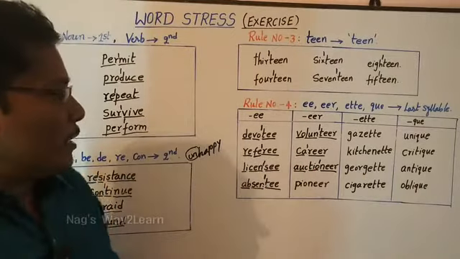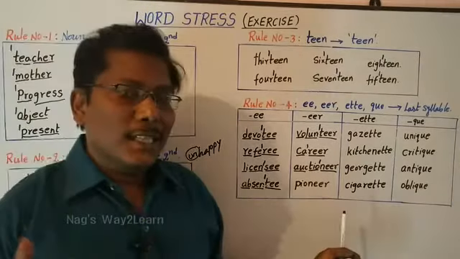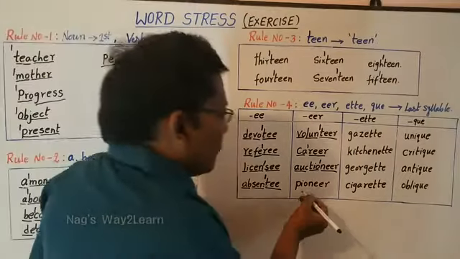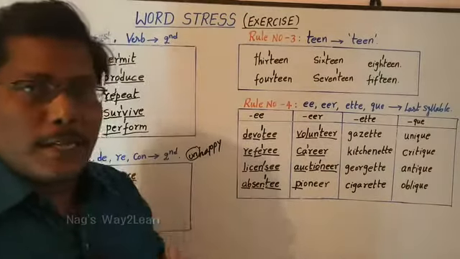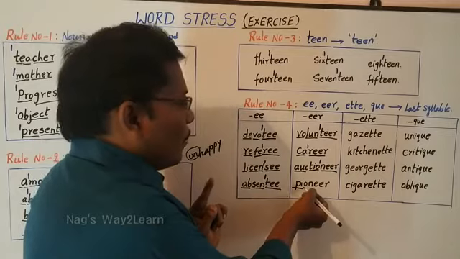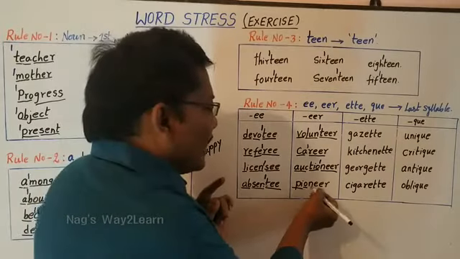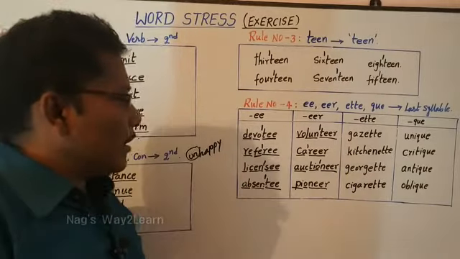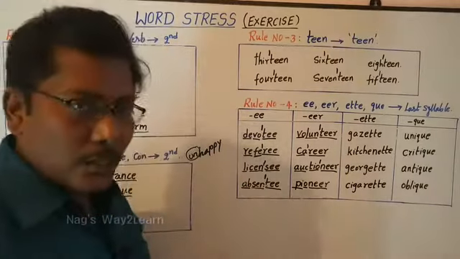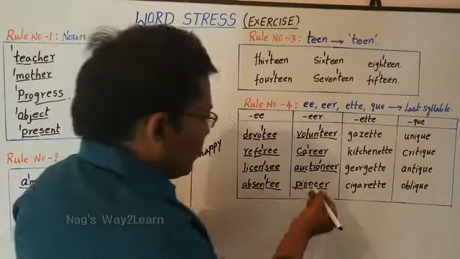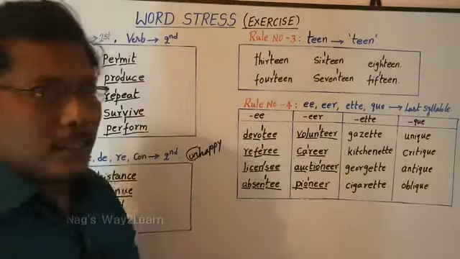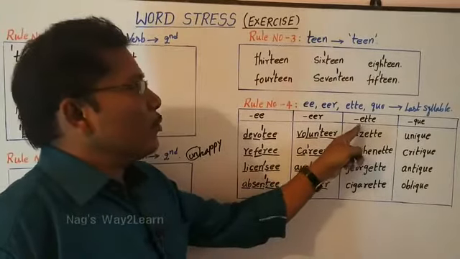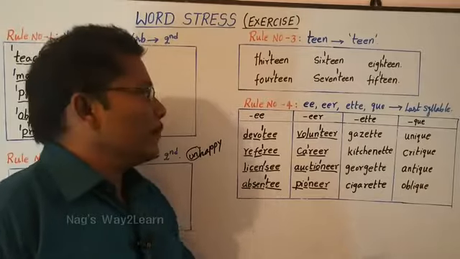Okay, and finally pioneer. Pi, this is the first syllable, o, this is the second syllable, neer, this is the last syllable. So eer is there, so you put the stress on the last syllable, neer. So like that, neer.